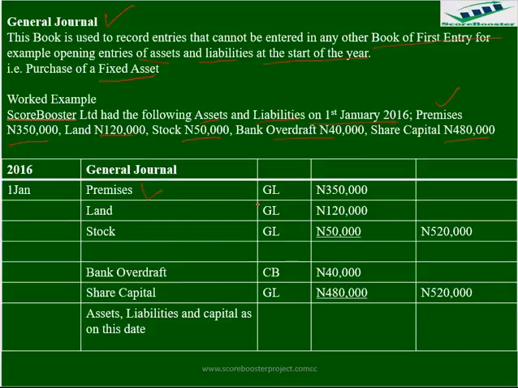Remember, we have premises, general journal, 350,000, land, general journal, 120, stocks. What we can observe here is that all these are assets. Whereas on this side, bank overdraft is a liability. Share capital is also in form of a liability on the company, though it's the owner's contribution. And the overdraft will be recorded in the cash book, which is part of the books of original entry. When you add these together, it gives us 520 and 520. So at this point, we started balancing our accounts from this particular point. This is also an example of a general journal.